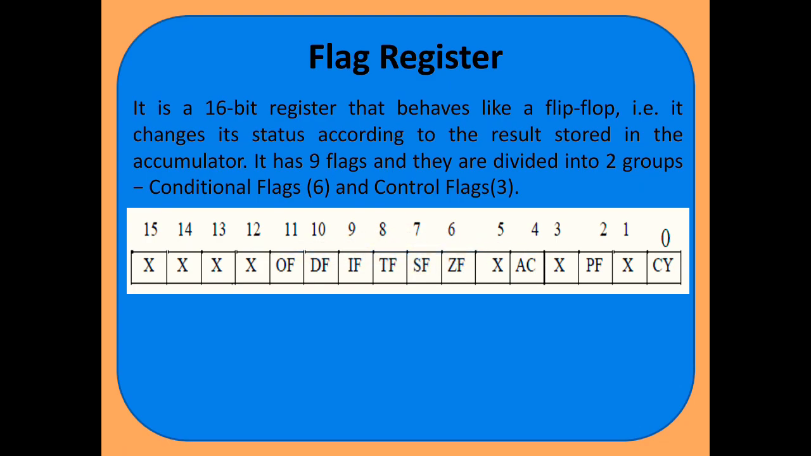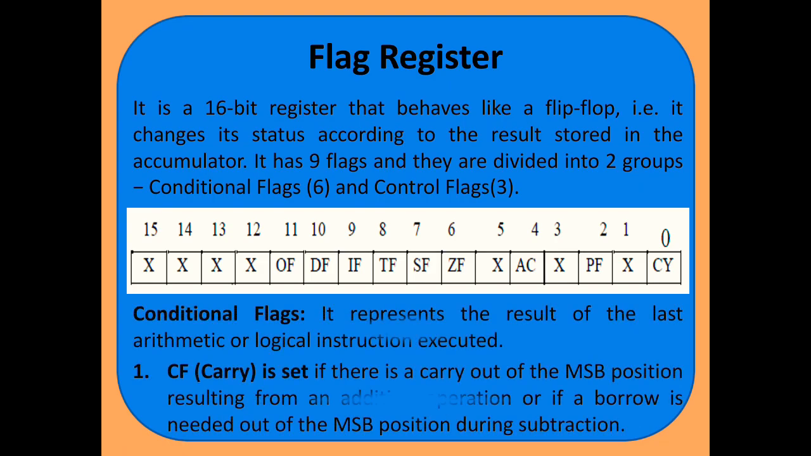The 0th bit is the carry flag, the second bit is the parity flag, the fourth bit is the auxiliary carry flag, the sixth is the zero flag, 7 is the sign flag, the 8th is the trap flag, the 9th is the interrupt flag, the 10th is the direction flag, and the 11th is the overflow flag. Here we have X. The X represents an unused bit, which is unused in the 8086. And coming to the conditional flags, these are generated by performing arithmetic and logical operations.